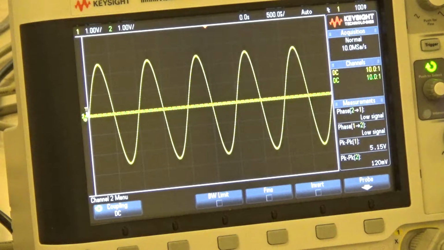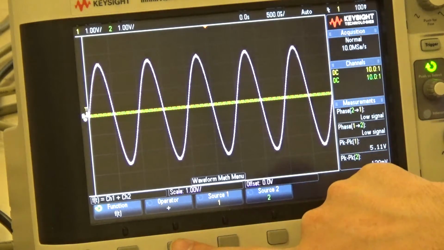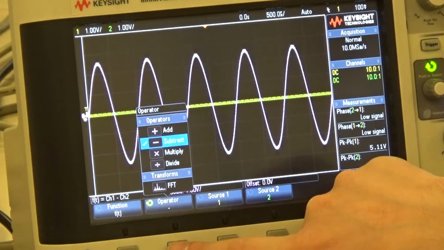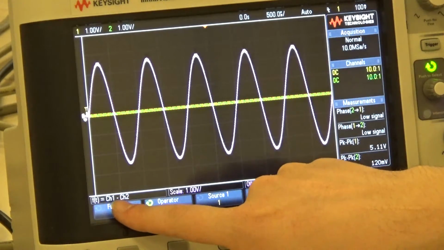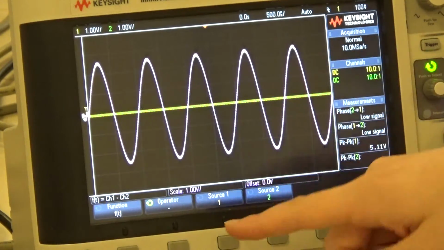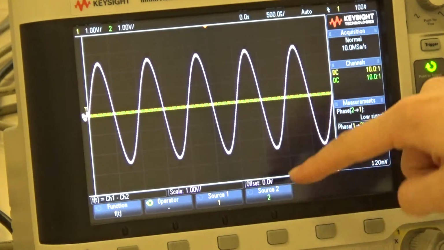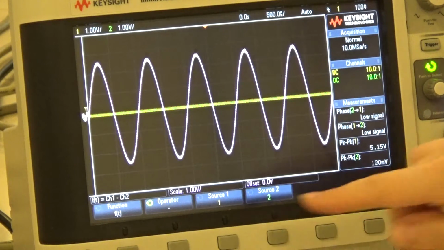So to do this, I can use the math function of the oscilloscope, and I should subtract the second channel's voltage from the first channel to only have the capacitor's voltage. So from the math, here's the math, and I will select the operator as subtraction. It is written as channel 1 minus channel 2, and that's what I'm looking for, from source 1 to source 2.